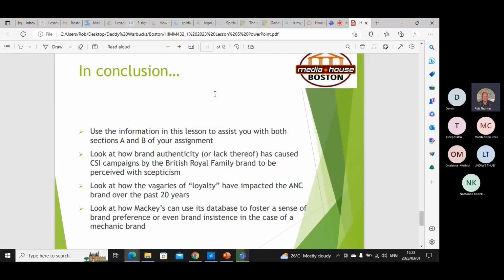In conclusion, use the information in this lesson to assist you with both sections A and B of your assignment. Look at how brand authenticity or lack thereof has caused CSI campaigns by the British royal family to be perceived with skepticism. And look at how the vagaries of loyalty have impacted the ANC brand over the past 20 years. Look at how Mackey's can use its database to foster a sense of brand preference or even brand insistence in the case of the Mechanic brand.